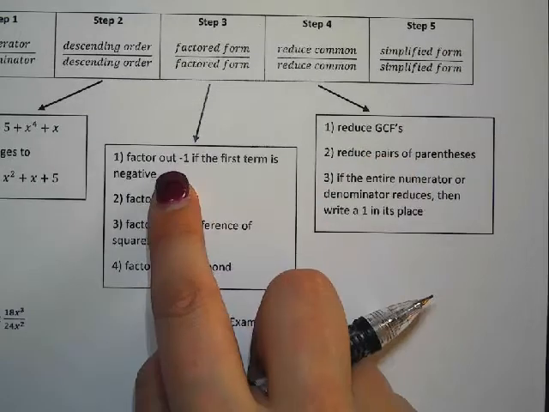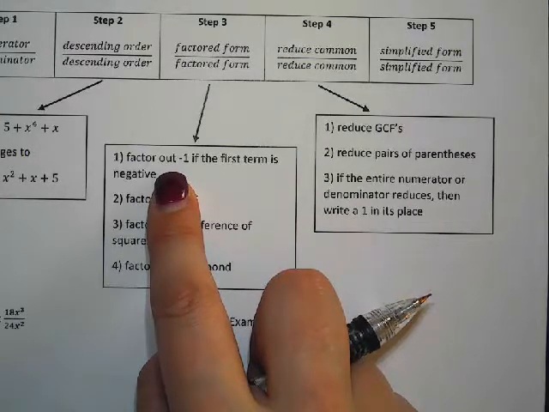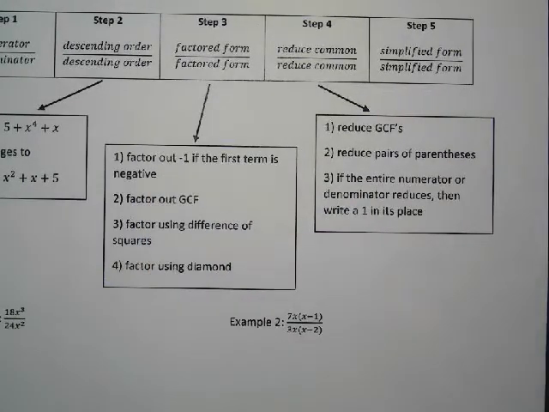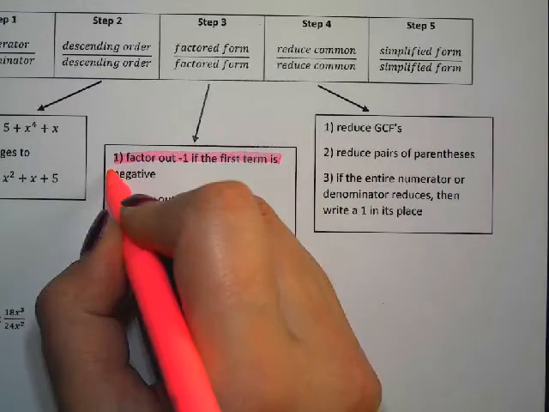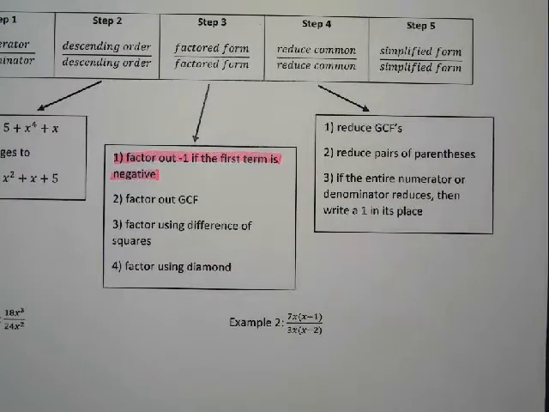So one thing to keep in mind, and if you have a color with you, I would highlight this. If you have a negative in the front, you're always going to factor out the negative, and it's really common for that to happen, and a lot of students miss that and then have a hard time factoring. So if you put it in descending order and the very first term is negative, you're going to have to take out a -1, okay?